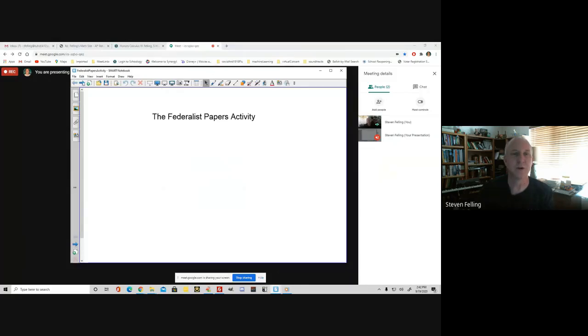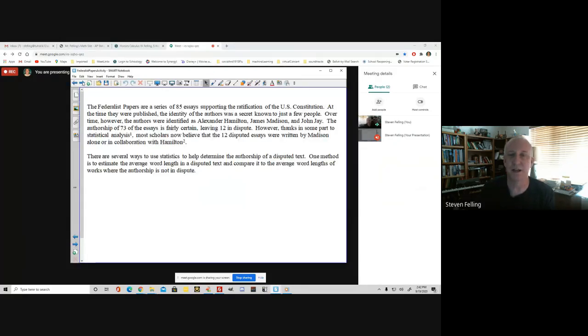So the Federalist Papers activity has to do with analyzing the Federalist Papers. And the Federalist Papers are a series of 85 essays that supported ratification of the US Constitution. At the time that they were published, the identity of the authors was a secret that was only known to a few people.